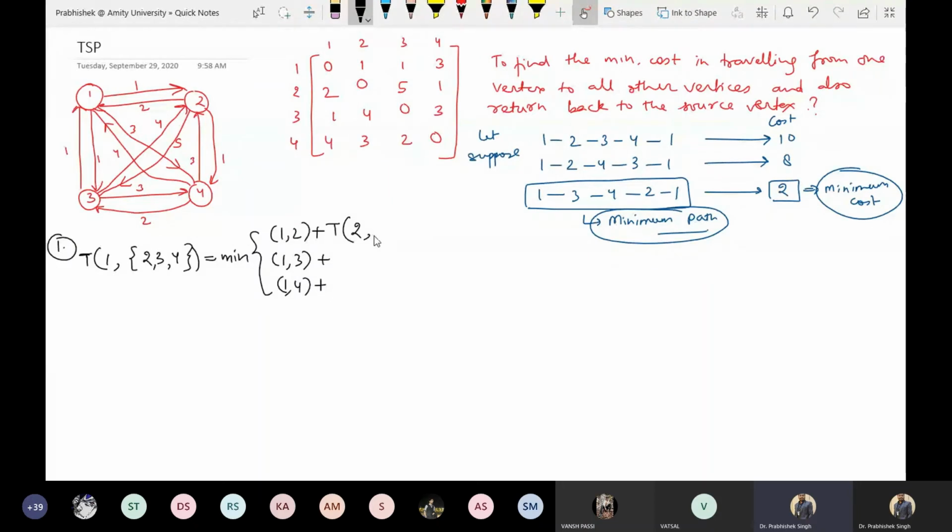We are at 2. And since we are at 2, then what we have to do? We are available with two options. We have to go from 2 to 3 or 2 to 4. Okay. These are our options. Let's suppose I have taken the path 1 to 3. I have not taken the path 1 to 2.